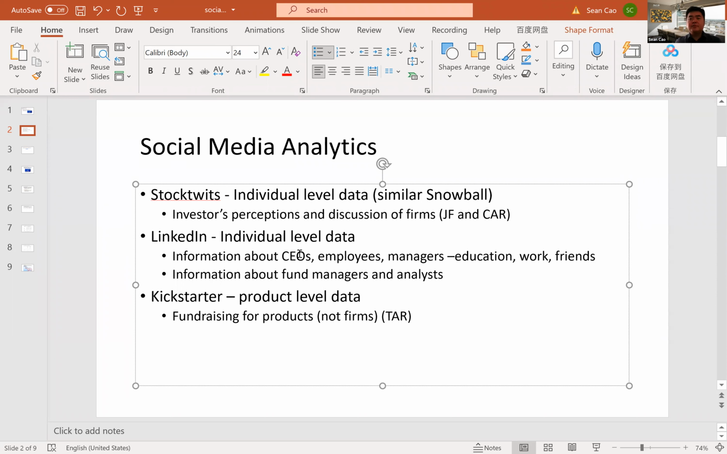So why do you need the employee information? One example is, if the CEO has a really good educational background and working experience, that firm will do well, right? That's one very simple example. You can use the data.